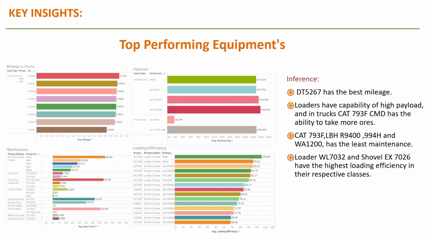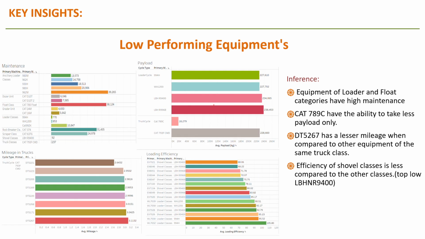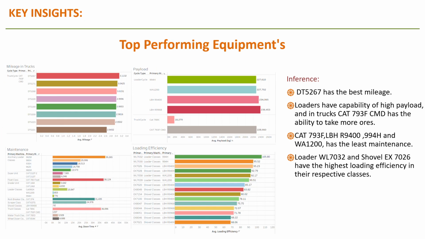When we go into the top performing and low performing equipment, in the top performing equipment we have a breakdown into four different sections. That is mileage, payload carrying capacity, maintenance, and loading efficiency. If you come to the mileage, basically it is for trucks which are used for production.